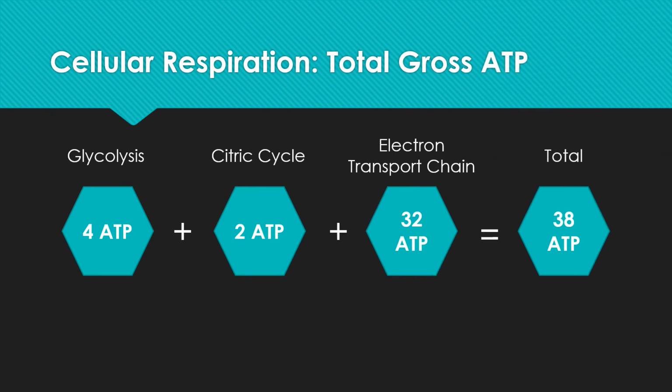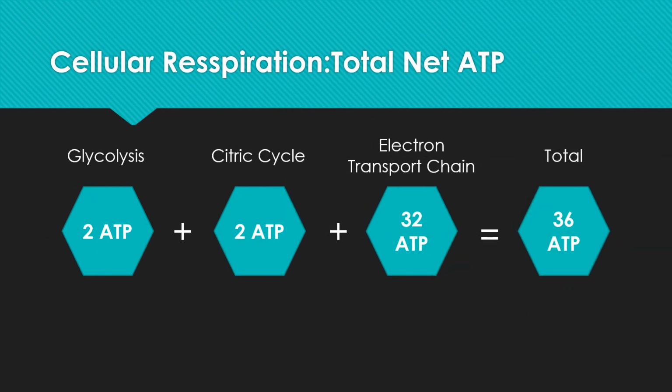The gross amount of ATP created from cellular respiration is 4 ATP from glycolysis, 2 ATP from the citric acid cycle, and 32 ATP from the electron transport chain, creating a total of 38 gross ATP. The net amount of ATP created from cellular respiration is 2 ATP from glycolysis, 2 ATP from the citric acid cycle, and 32 ATP from the electron transport chain, creating a total of 36 net ATP.